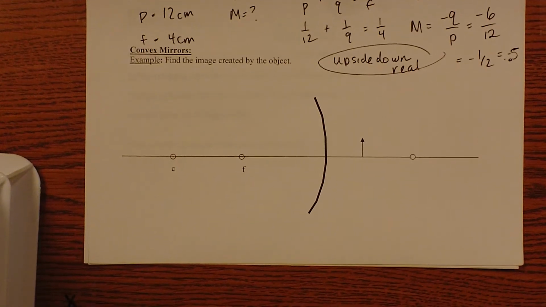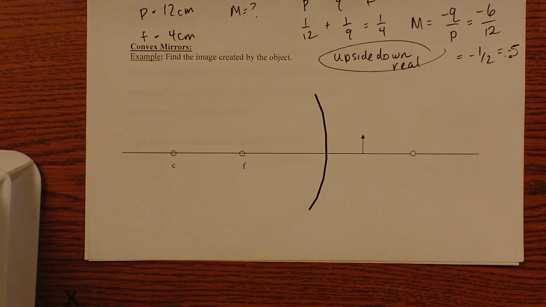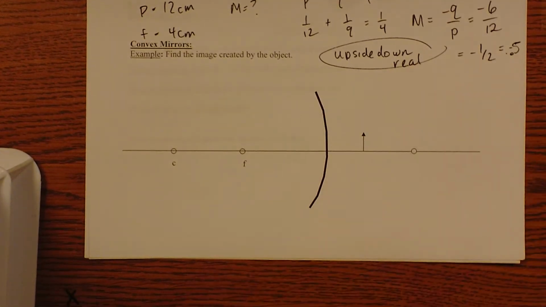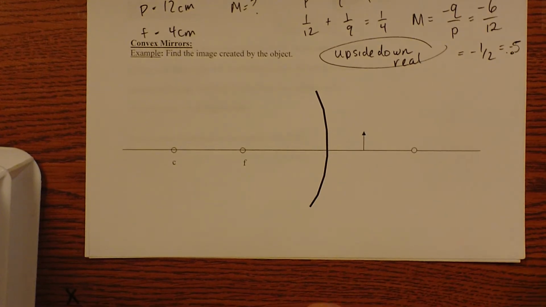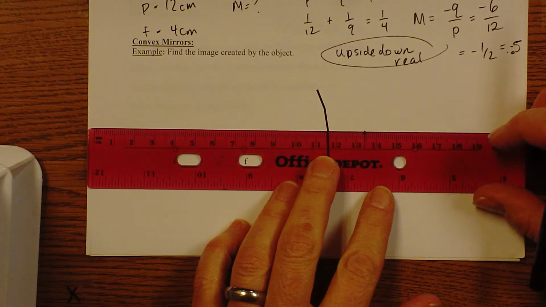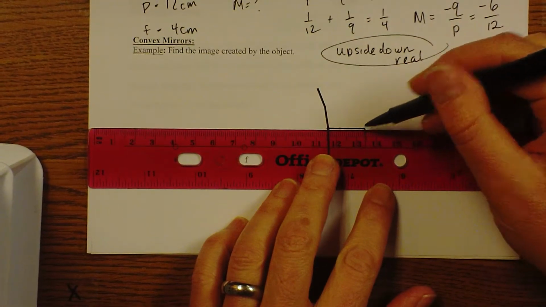In this podcast, we'll be looking at ray diagrams and equations for convex mirrors. The convex side of a mirror is the part that sticks out, and this will be similar to concave lenses. I'm going to start by drawing a light ray that is parallel to the principal axis.